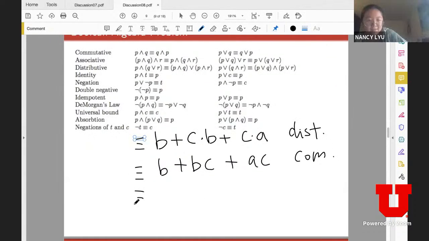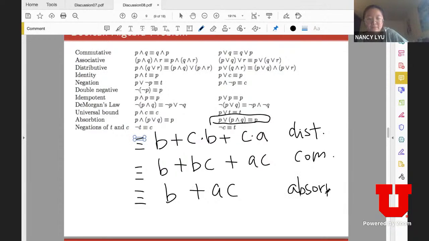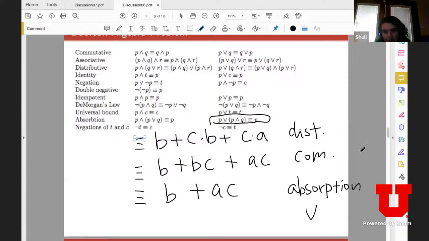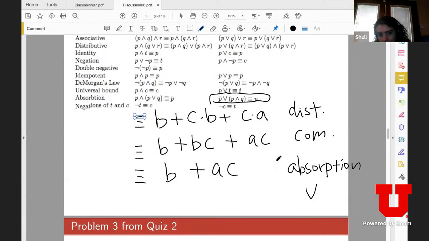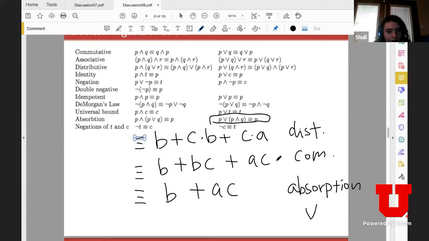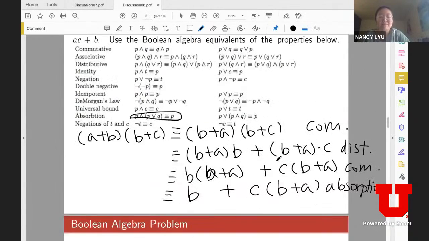And then what you can see is that the first part, B plus BC, is actually, we can use the absorption here, which will give us B plus AC. And we're done. All right. Awesome. Okay. Any questions?